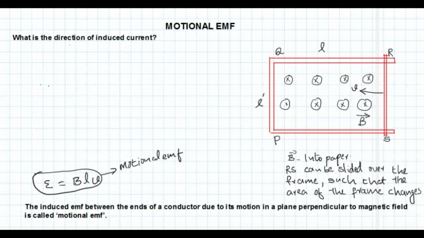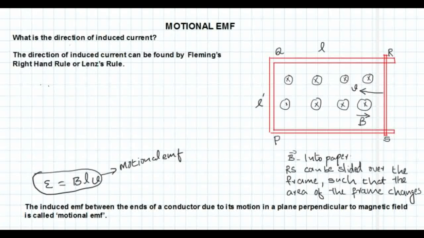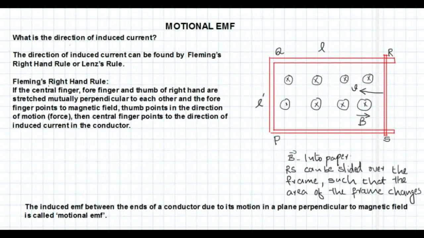So to find the direction of the current flow, we have a rule which is called Fleming's right hand rule, or it is also called Lenz's rule. So don't be confused between Fleming's left hand rule and Fleming's right hand rule, right? We have previously studied Fleming's left hand rule. So here we are going to find the direction of current using Fleming's right hand rule or Lenz's rule.